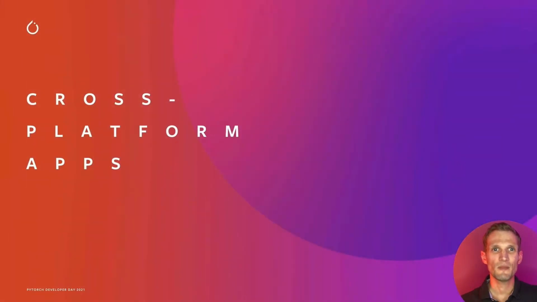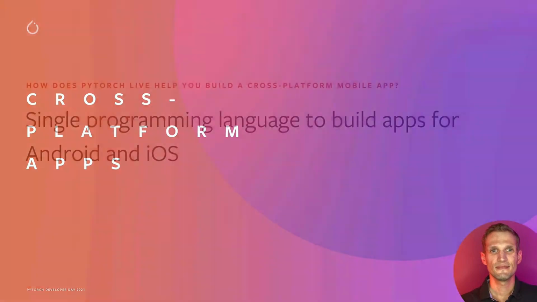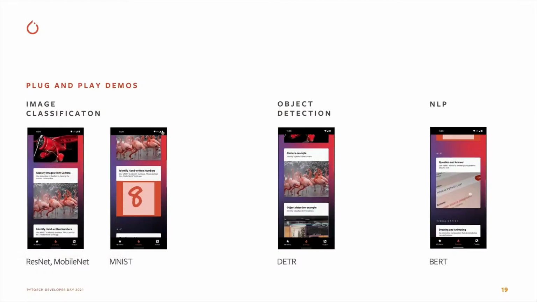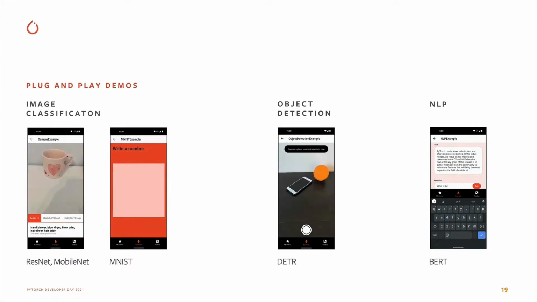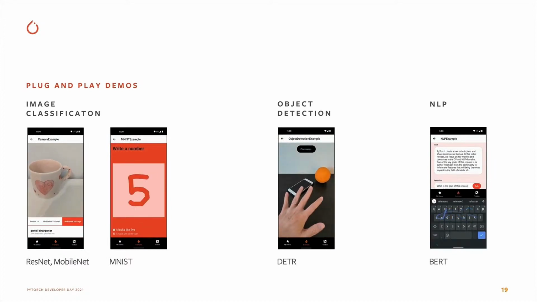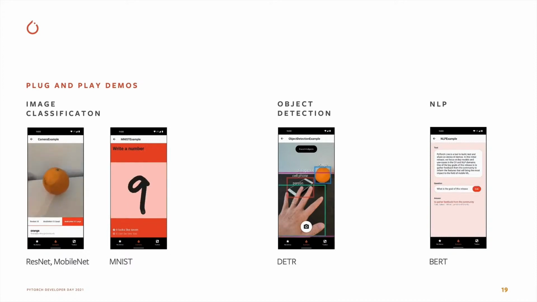Now that we've set up the mobile app project and prepared a model, let's see how to use the model in an app. Building apps that work across different platforms requires expertise in multiple programming languages and therefore increases the cost to showcase models on different devices. PyTorch Live uses JavaScript, and it can be used to build apps for Android and iOS. PyTorch Live comes with a set of examples for image classification, object detection, and NLP. If your model is in any of these categories, you can plug and play your model without the need to program a user interface.